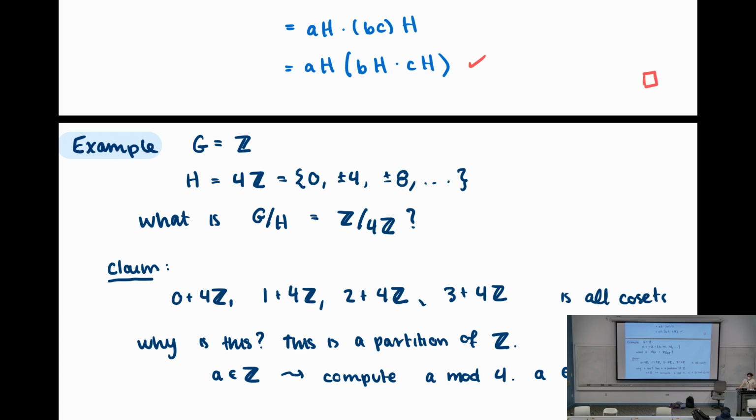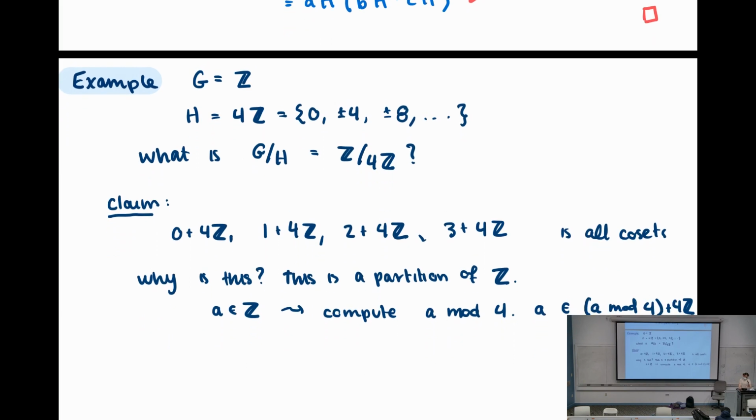Does that make sense? So maybe we should do an example. Let's say I had the number 17. What is 17 mod 4? This is 1. So my claim is that 17 is an element of the coset 1 plus 4Z. Why is this? It's because 17 is equal to 1 plus 4 times 4.